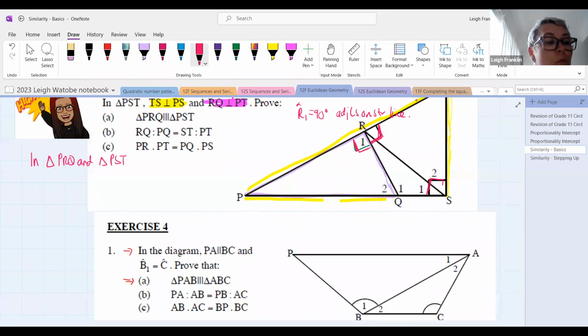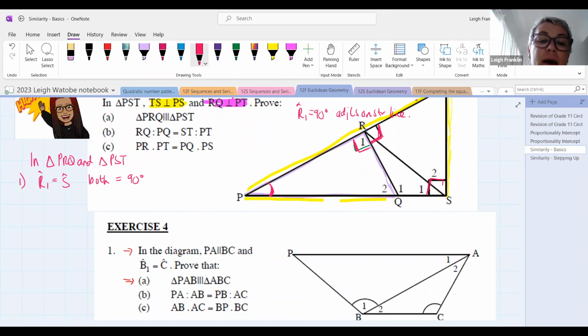Now we're looking for one angle in PRQ that's the same size as another angle in PST. So we know because R1 is 90, and S is 90, they are equal to one another because they are both equal to 90. Okay, so now we've nailed down one angle. Now we have to try and find something else.